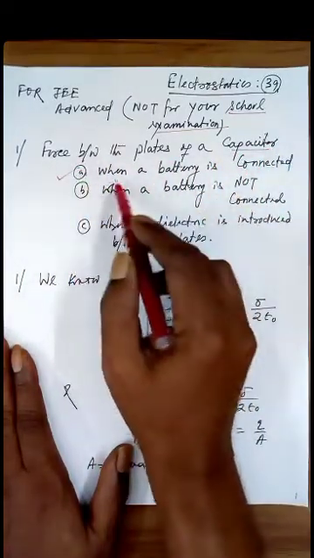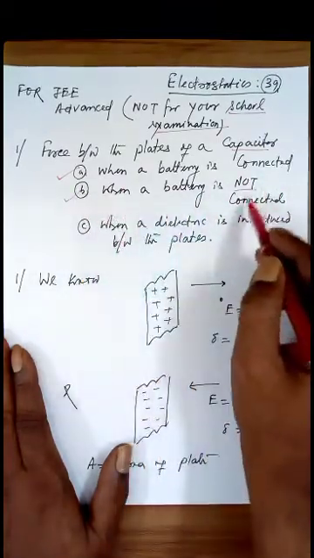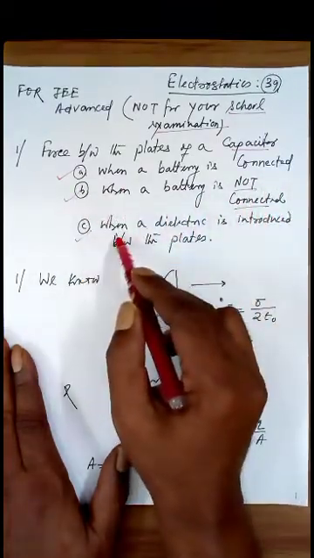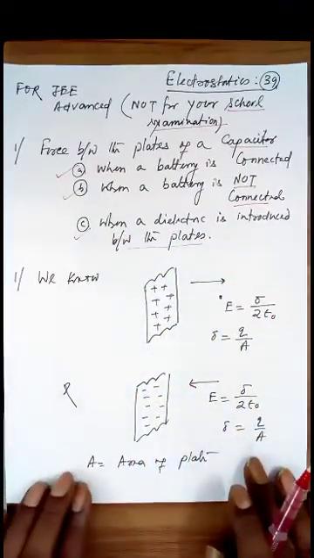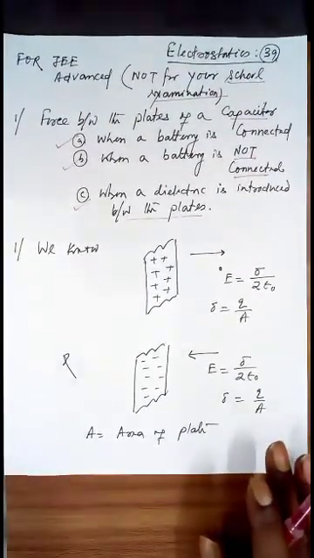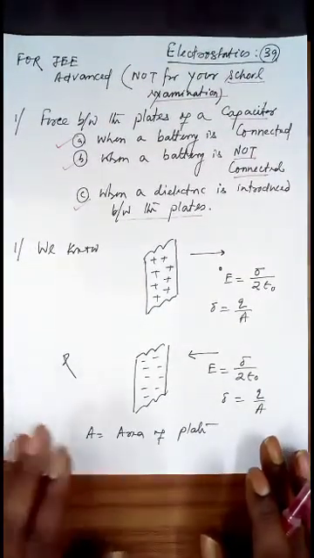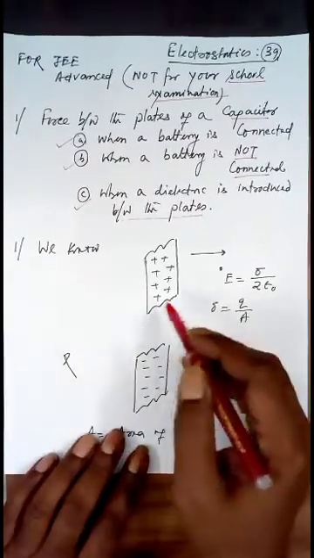First case, when a battery is connected. Second case, when a battery is not connected. And third case, when a dielectric is introduced between the plates of the capacitor. To understand that, we need some basic understanding that we studied in our electrostatics lectures.